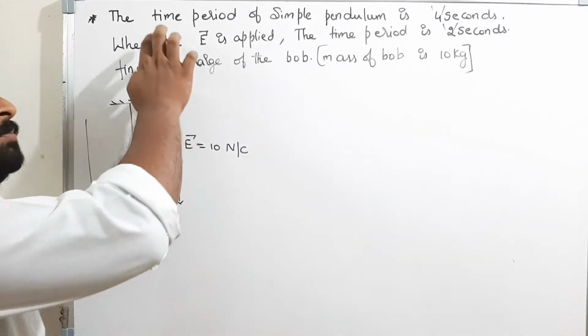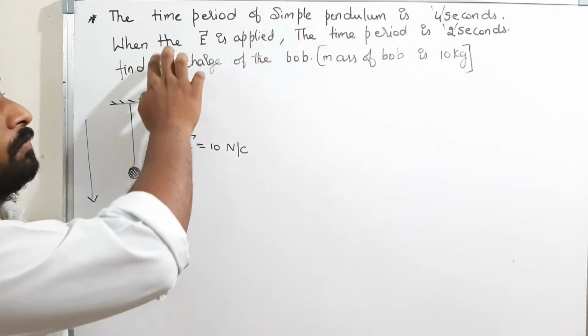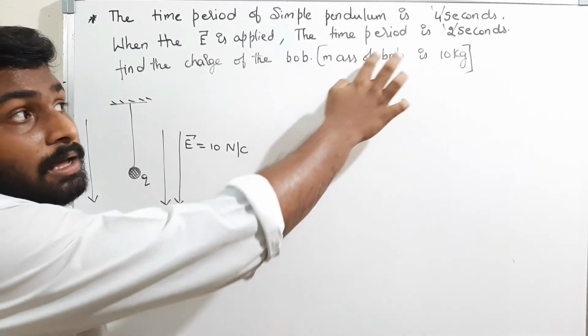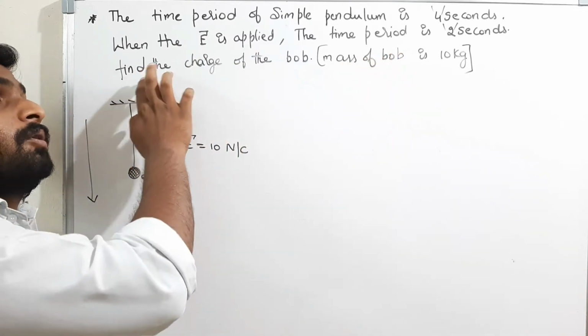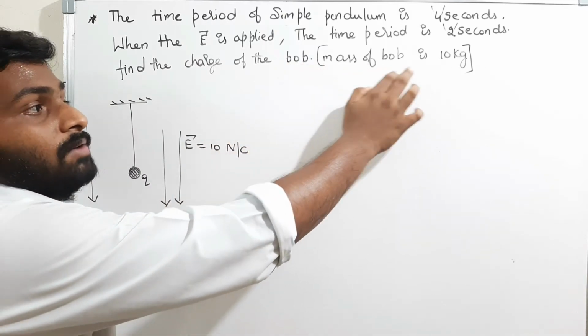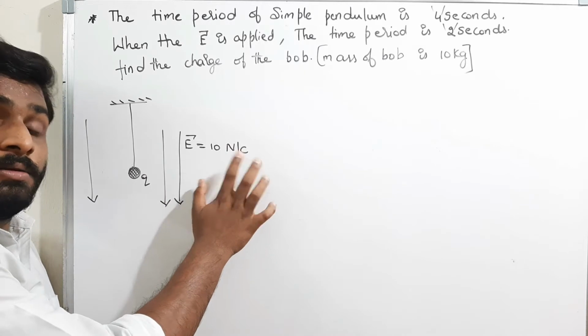Okay, see this question. The time period of a simple pendulum is 4 seconds. When the electric field is applied, the time period is 2 seconds. That means the time period is decreasing. Well and good. Now find the charge of the bob. The mass of the bob is 10 kg. And the electric field they gave us is 10 newtons per coulomb.